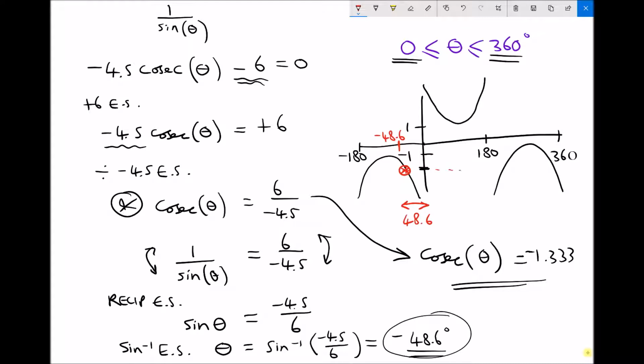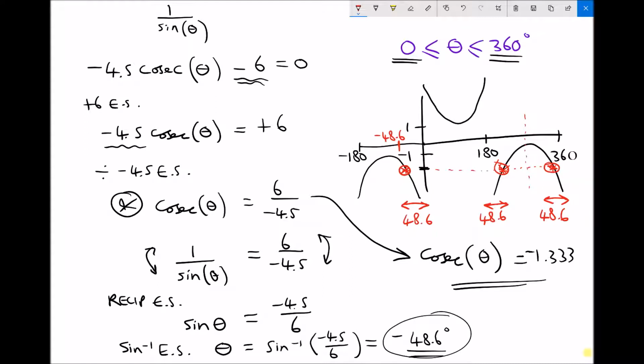Now if we project this line across, we're looking for a couple more general solutions. We have a solution here. Although this isn't to scale, the distance from 360 back to that point is also going to be 48.6 degrees. And the other thing we know is that this solution here is going to be 48.6 degrees from the 180. We're imagining that there's a mirror image line here that's mirroring that function. So 48.6 degrees from the 360 degrees point, but also 48.6 degrees from the 180 degree point.